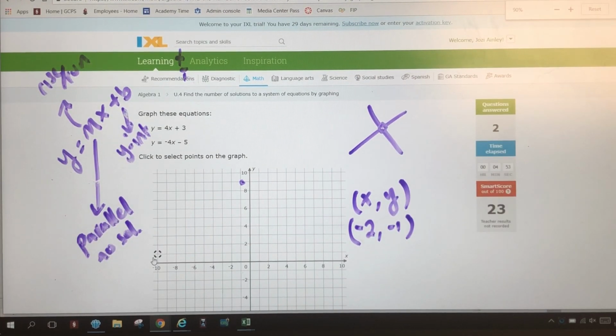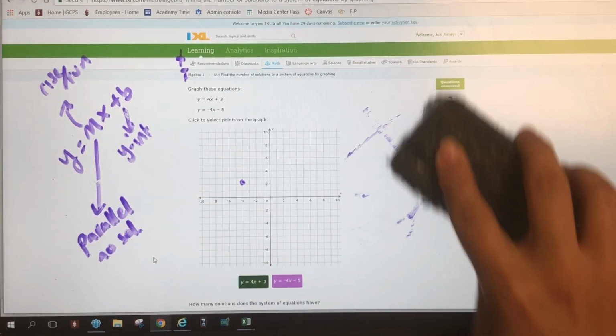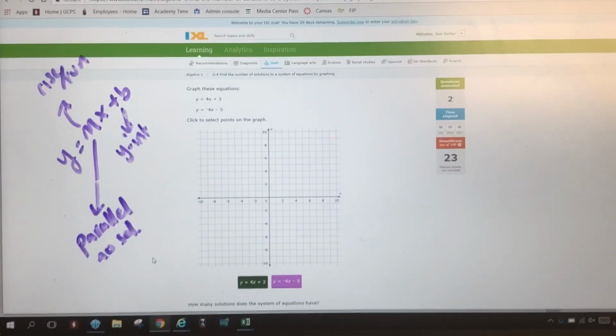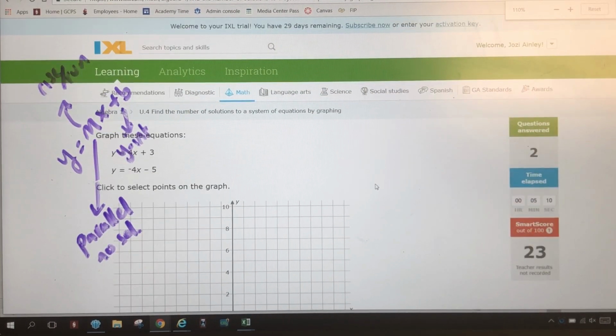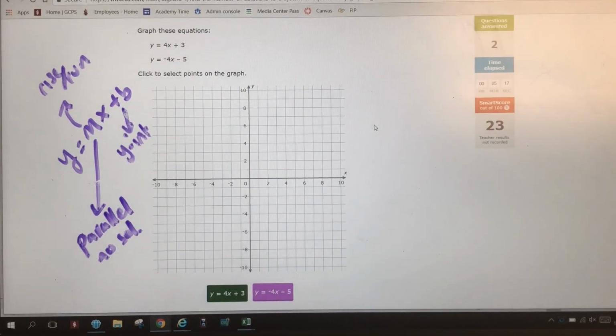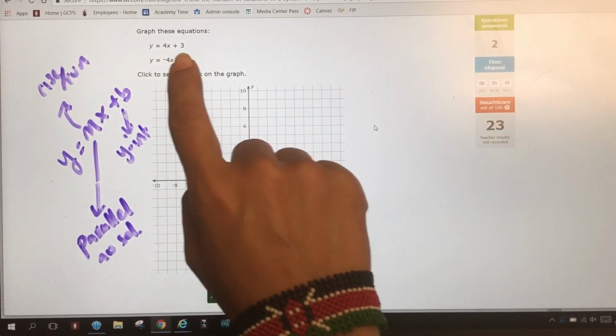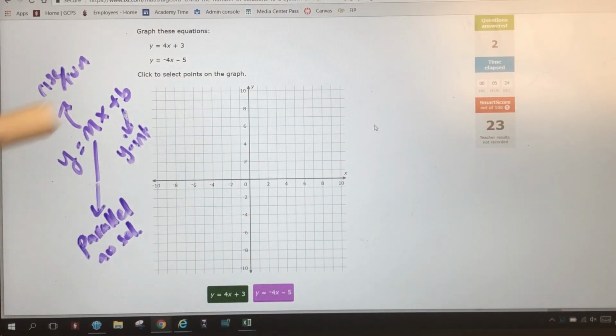All right, graph these equations. Again, the first step is to always make it into y equals mx plus b, which it is. It's already in y equals mx plus b. In other words, y is by itself on the left-hand side with no numbers. It's already there. So all you've got to do is graph those 2 lines, and wherever they meet is your solution.